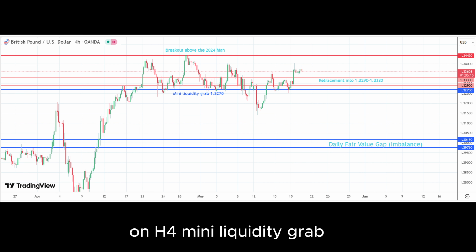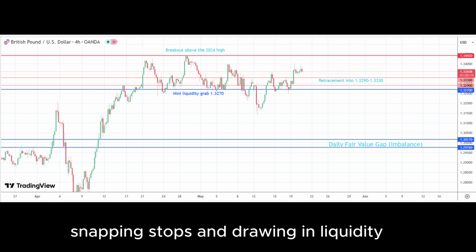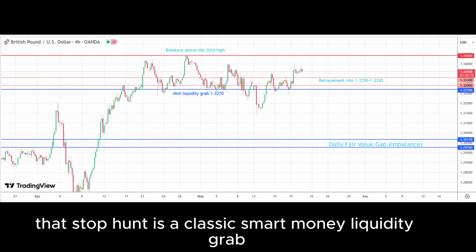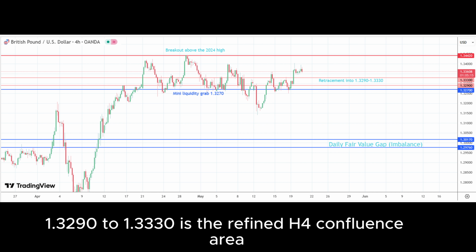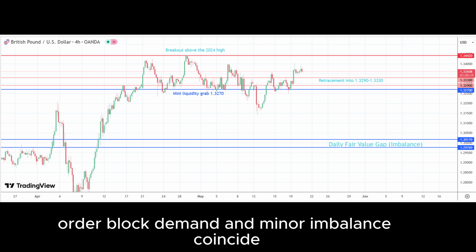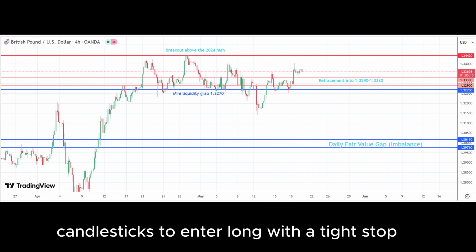Mini liquidity grab. Within that zone, price briefly dipped toward 1.3270, snapping stops and drawing in liquidity before rebounding sharply. That stop hunt is a classic smart money liquidity grab. 1.3290 to 1.3330 is the refined H4 confluence area, where the breakout turns support, order block demand, and minor imbalance coincide. Watch for bullish retests here, e.g., clean order block touches or rejection candlesticks, to enter long with a tight stop.